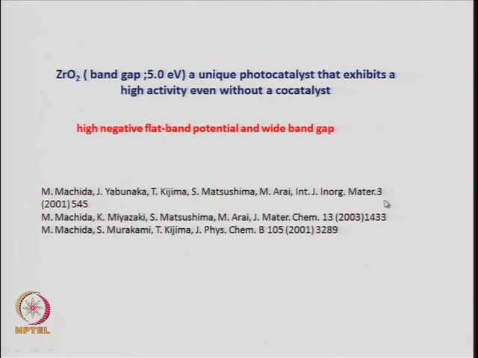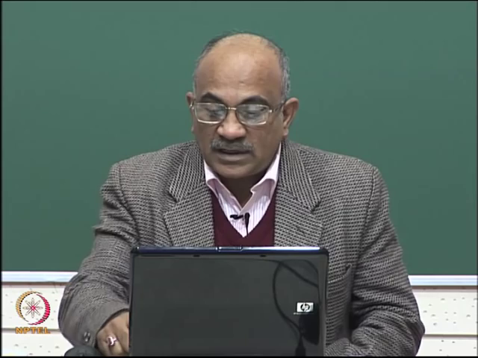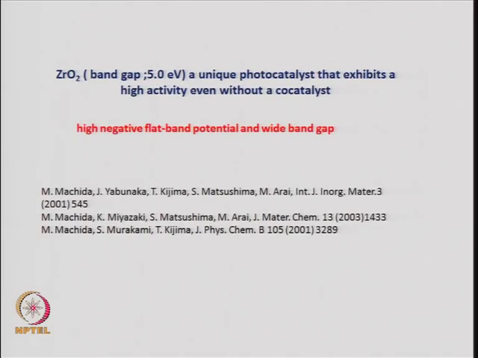Now, it is also possible that you can have a high activity without even a co-catalyst. A co-catalyst sometimes is added, which helps in reducing the band gap or helps in effective electron transfer or hole transfer. Now, zirconia has a band gap of 5 electron volts, and it is a unique photocatalyst that shows a very high activity. The reason for this is that it has a high negative flat band potential. So, the flat band potential should be high negative, and a high negative flat band potential will lead to very good photocatalysis. Zirconia is an example of that.